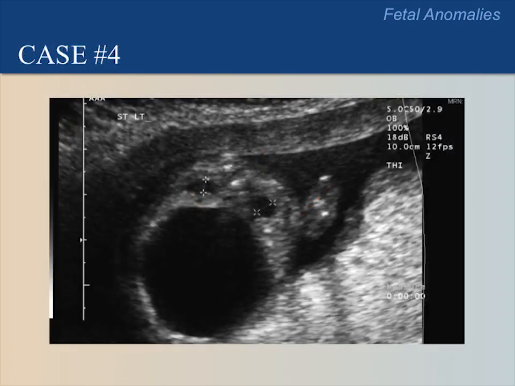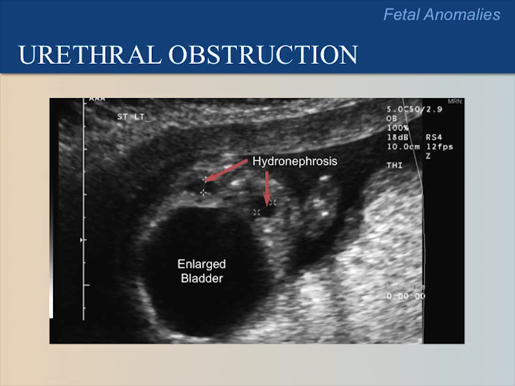Case number 4. Here is an image from a younger fetus than we have seen in the prior cases. We see 3 dilated cystic structures. Please pause the video now to discuss what the structures might be as a group. The answer is that the large cystic structure is the bladder, and the smaller ones are likely kidneys, given their location next to the spine. There's likely a urethral obstruction, causing enlargement of the bladder and hydronephrosis.